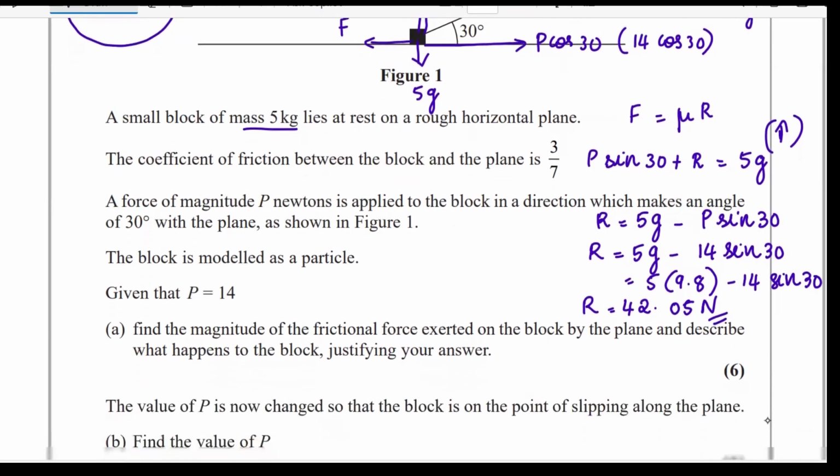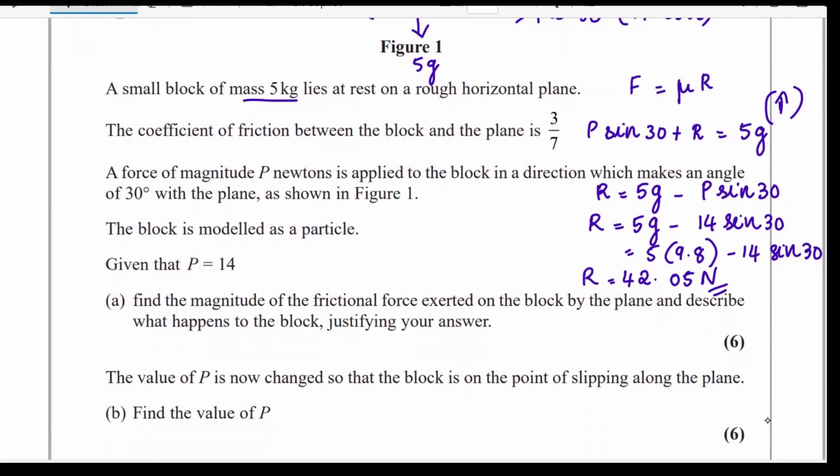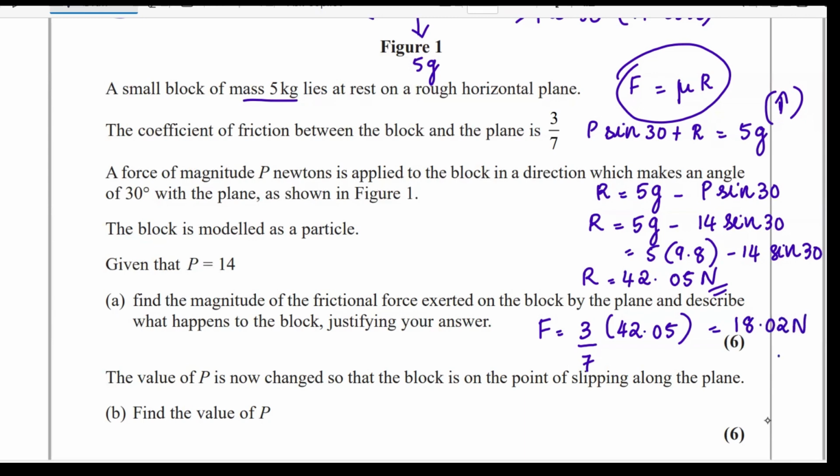Now the question is not to find the value for R, the question is to find the value for friction. We know the formula for friction, F is equal to mu R. So we just have to substitute the values for mu and R. F is equal to mu, which is 3 by 7 given in the question, and R is 42.05. So 3 into 42.05 divided by 7 will give you the answer as 18.02 Newton. So this is the frictional force.